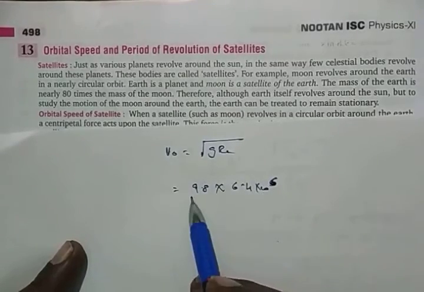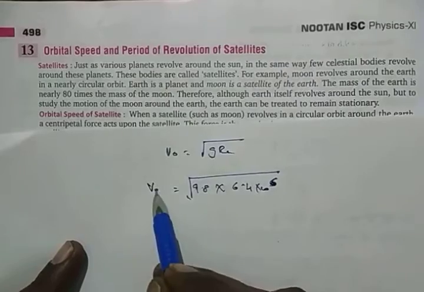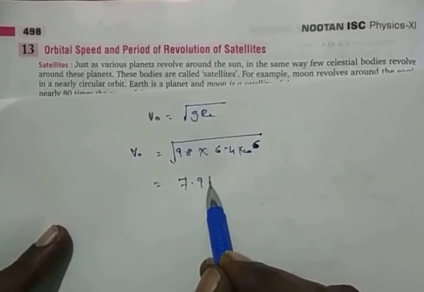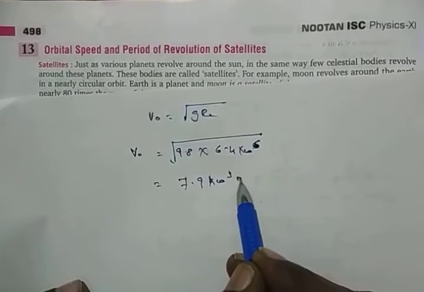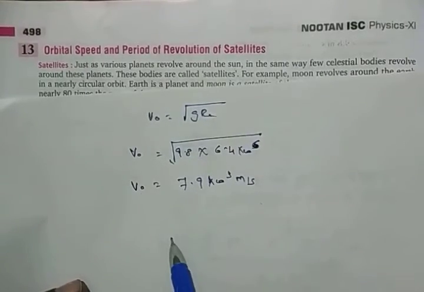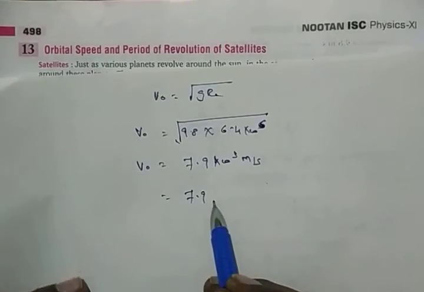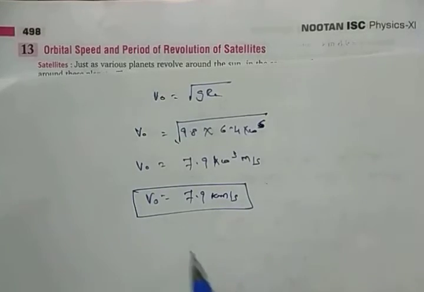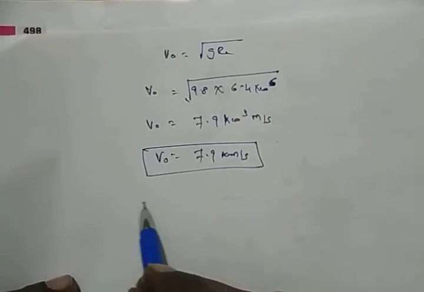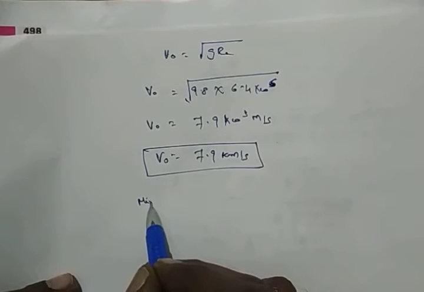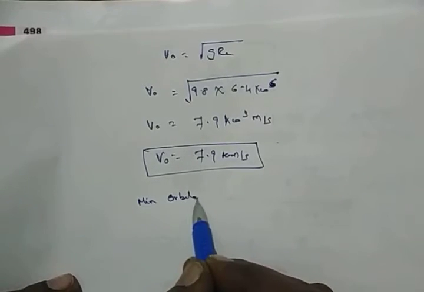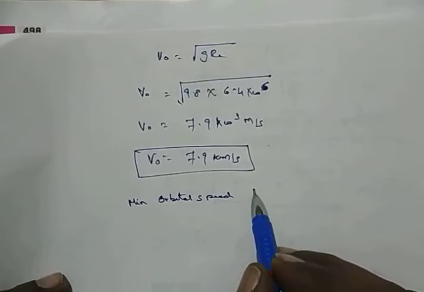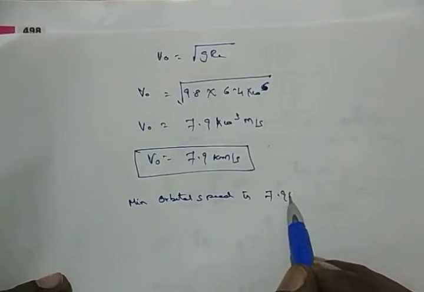Alright, meters under root. So V0, now if you substitute this value, you will get 7.9 into 10 to the power of 3 meter per second. That is V0. In other words, 7.9 kilometers per second. That is V0. So the minimum orbital speed around the Earth, surface of Earth in the orbit is 7.9 kilometers per second.